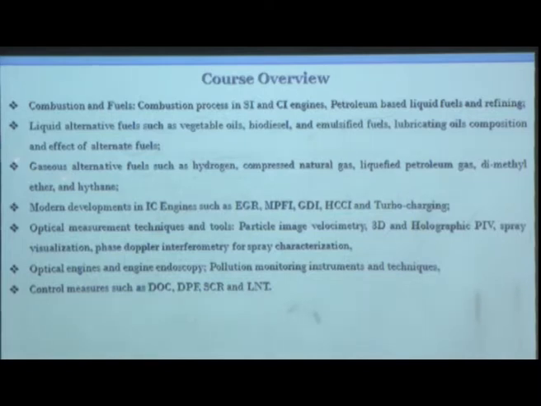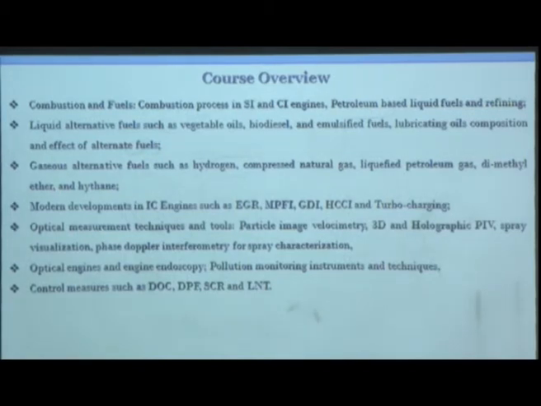We will then be looking at gaseous alternative fuels. So what are the gaseous alternative fuels of importance? The first is hydrogen, which is called freedom fuel. Then we will be looking at compressed natural gas, liquefied petroleum gas, dimethyl ether, and something called HCNG. HCNG is a mixture of hydrogen and methane. H comes from hydrogen and CNG comes from methane. So we will be looking at some of these fuels in this course.